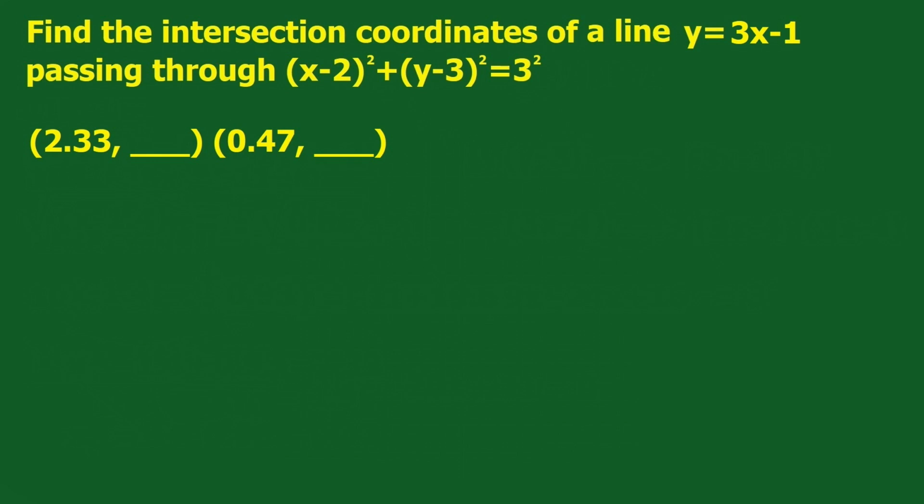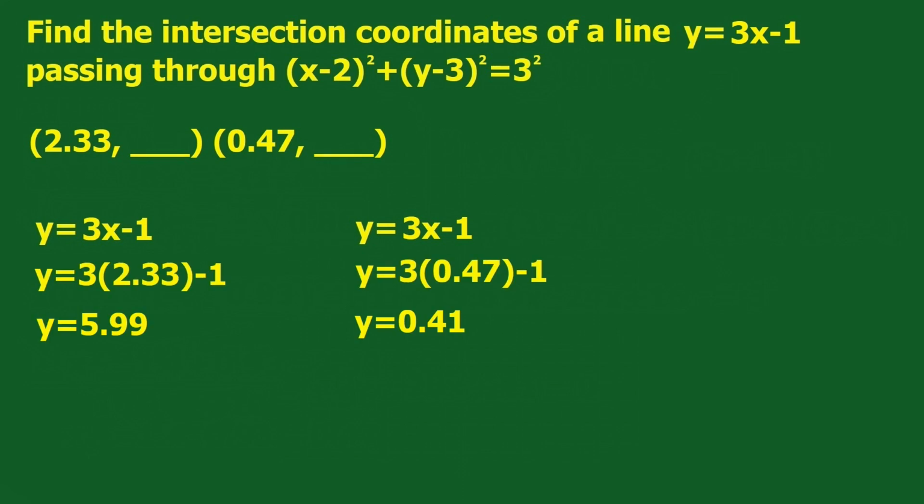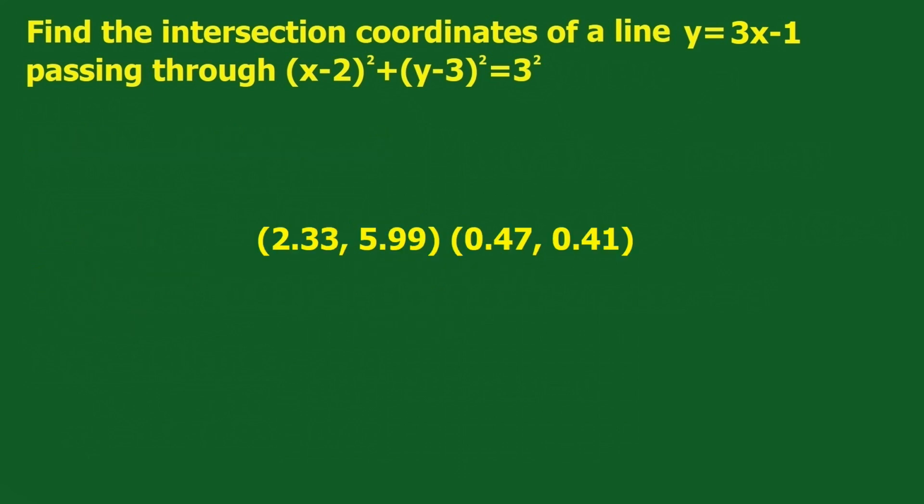Now, we still have to look for the values of y. To do that, we use the line equation, y is equal to 3x minus 1. Now all we have to do is substitute the value of x. As shown, we now have values for the y coordinates. This is now the intersection coordinates of the given line and circle equation.